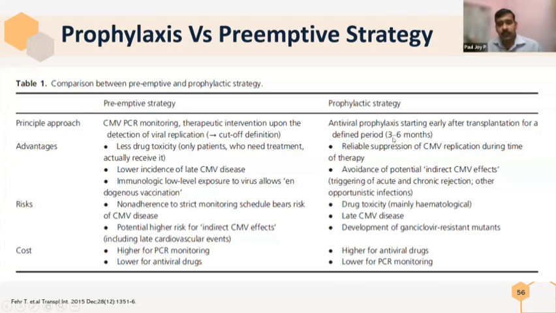The advantages of prophylactic strategy are reliable suppression of CMV replication and avoidance of the indirect effects like triggering rejection and other opportunistic infections. The risk of preemptive strategy is non-adherence and potential high risk for indirect CMV effects. And the risk of prophylactic strategy is drug toxicity, late CMV disease, and development of resistance.